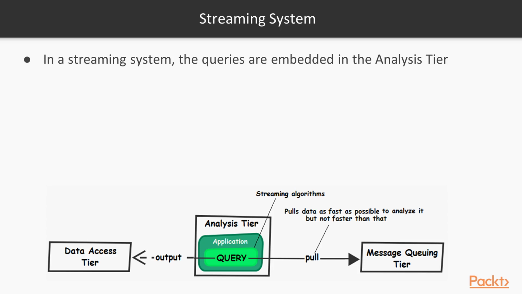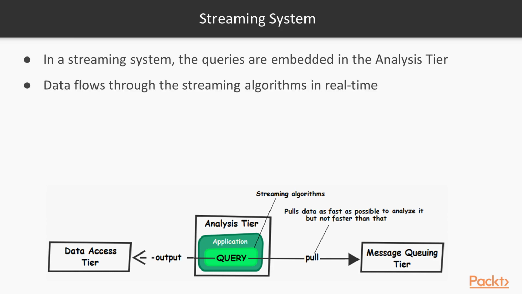And this is why, in a streaming system, the queries are embedded in the analysis tier, and they represent streaming algorithms commonly written based on the API specific to the chosen analysis tier technology. At first sight, this may look unusual, but let's add a few headlines to this approach. First, the data flows continuously and endlessly through the streaming algorithms in real time. Since the streaming algorithms are actually the queries, we call this the continuous query model.